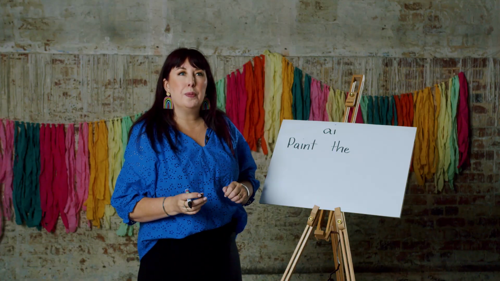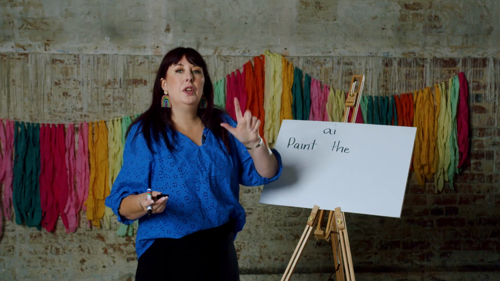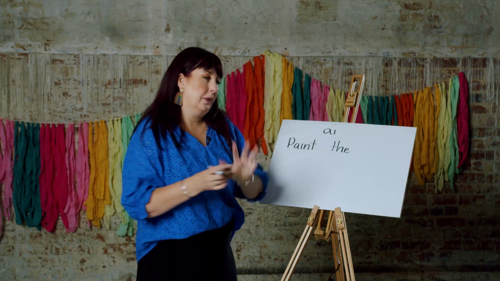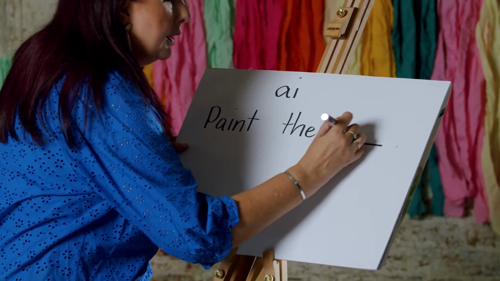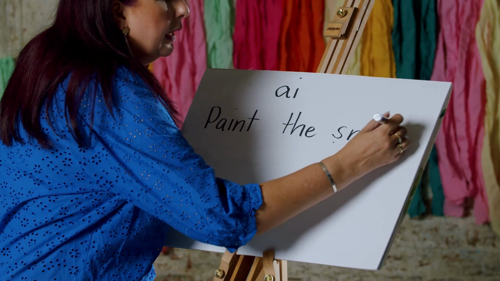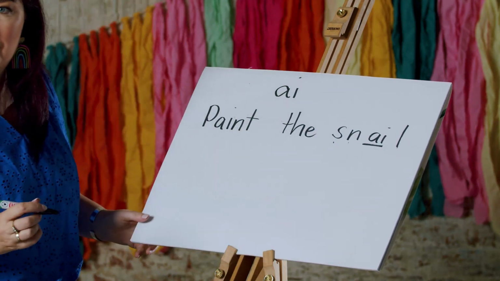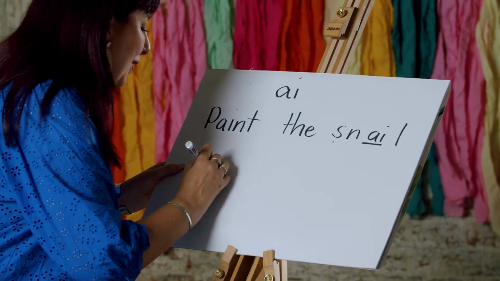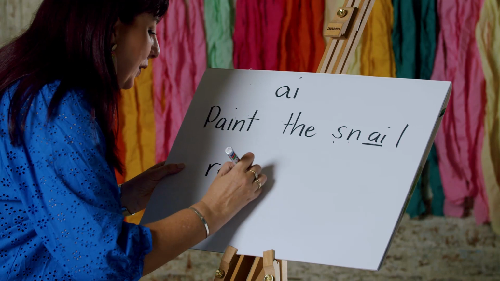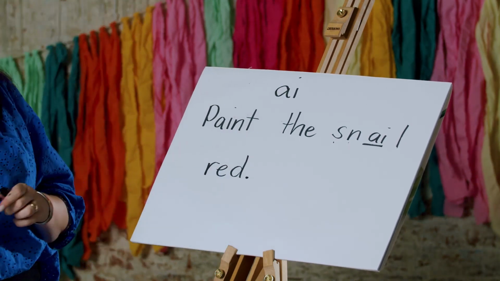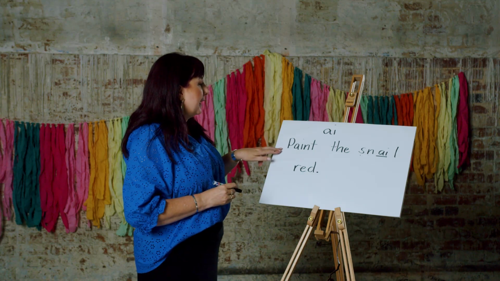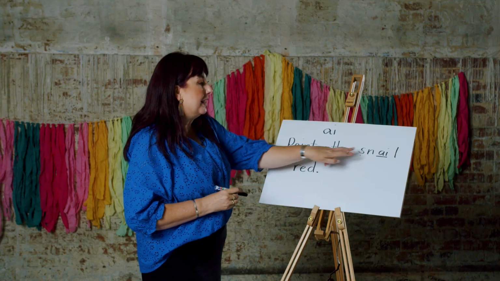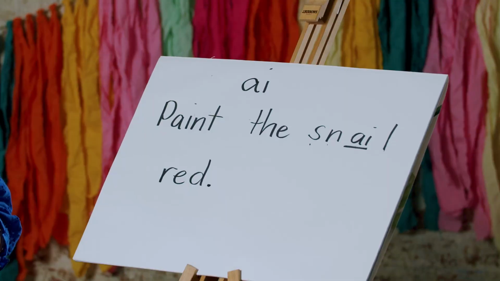Snail. Say snail with me. Snail. S-n-a-l. S-n-a-l. S-n-a-l. And what colour are we painting the snail? Red. Good job. And we finish our sentence with a full stop. Good job. Let's read the sentence back together. Paint the snail red. Excellent work.